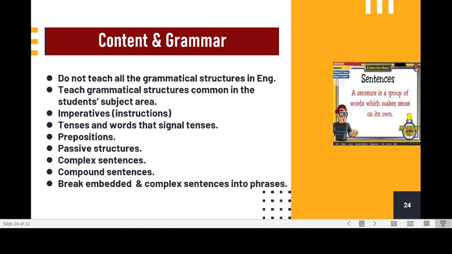You can teach prepositions in, on, it's important, especially in spatial order, when, for example, the text describes, let's say, a building. The students have to know on top and below and under and on the right, on the left, in the center, the locations where each is located. Passive structures are important. Complex sentences are important. Compound sentences. We can break down complex sentences and compound sentences into smaller parts.